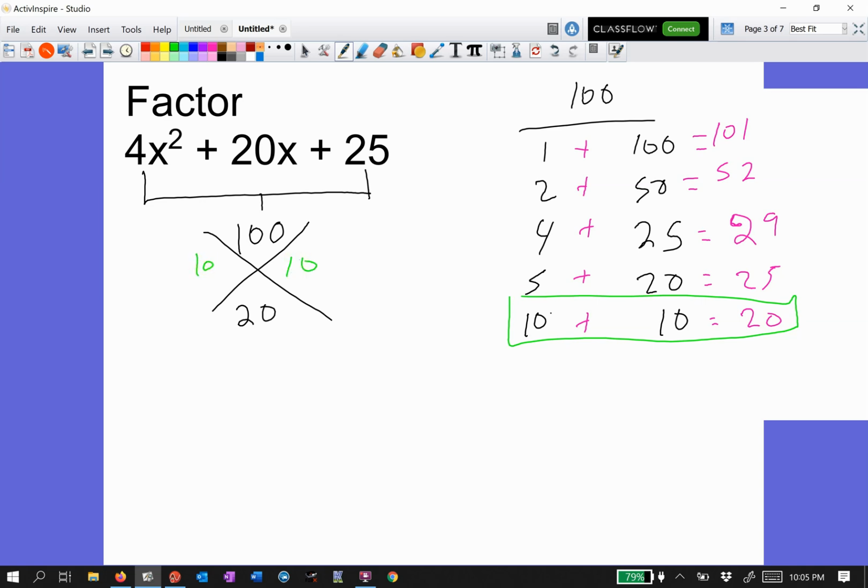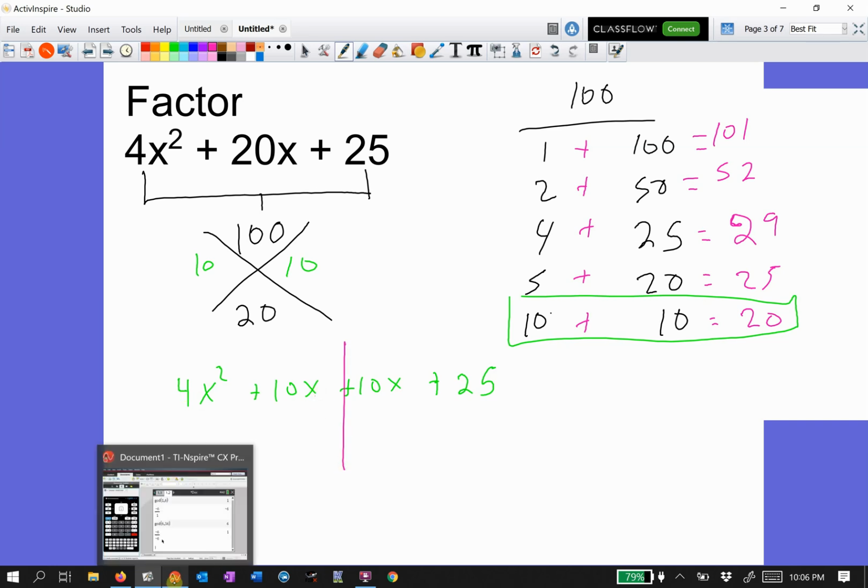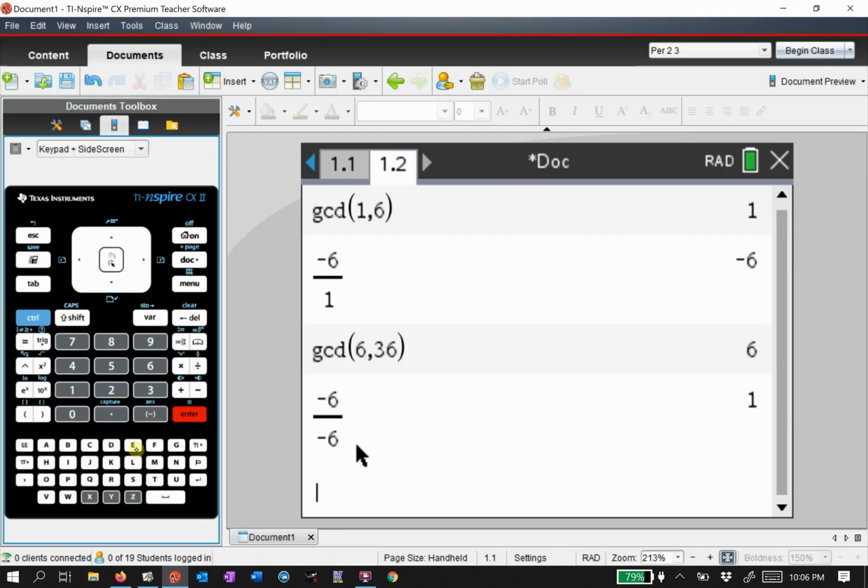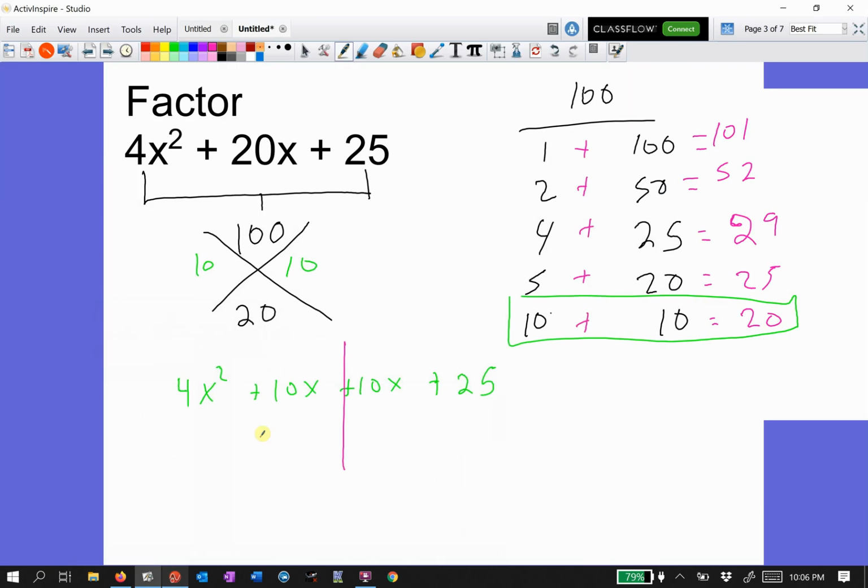And now we do the same thing we did before. So we have 4x squared, positive 10x, positive 10x, and positive 25. All right. Split these into 2. 4 and 10. What is my GCD? So, GCD, parentheses, 4, comma, 10. 2. All right. So we got divide by 2.